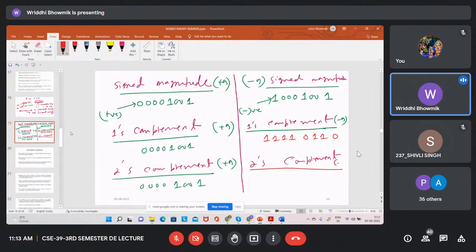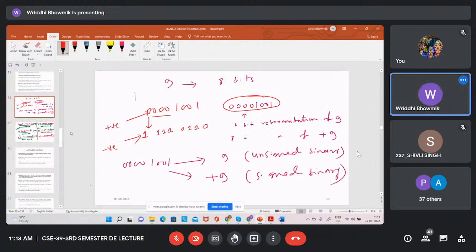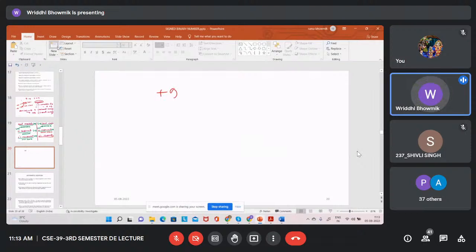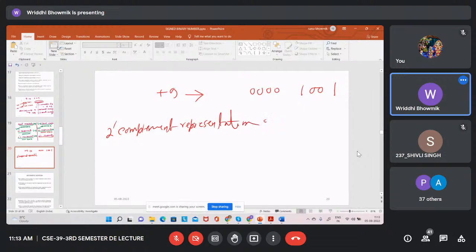And in the third case, how do you represent -9? The same thing: you have to take the 2's complement of the magnitude as well as the sign bit. The extreme leftmost position is the sign bit. If you again see, +9 is represented by the 8-bit representation 0, 0, 0, 0, 1, 0, 0, 1. So for the 2's complement representation of -9, what to do? You have to represent the magnitude as well as the sign. What is the sign bit? The extreme leftmost position is the sign bit.